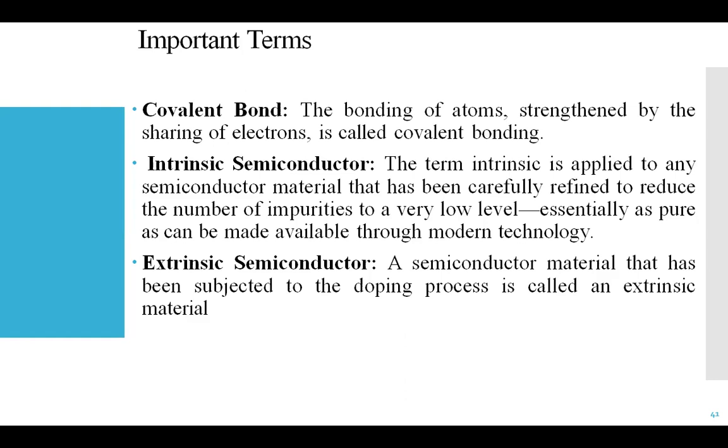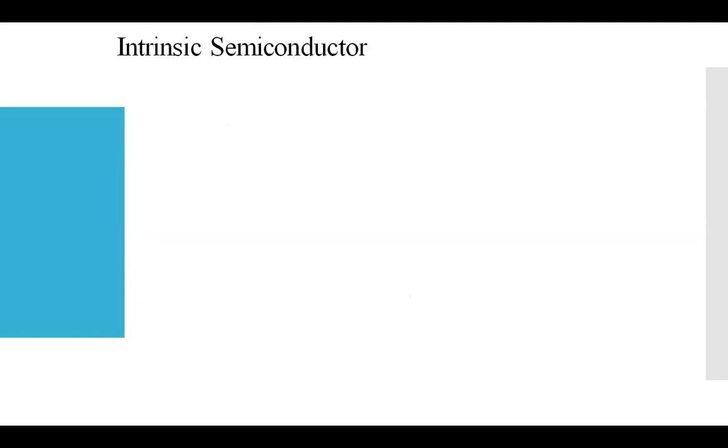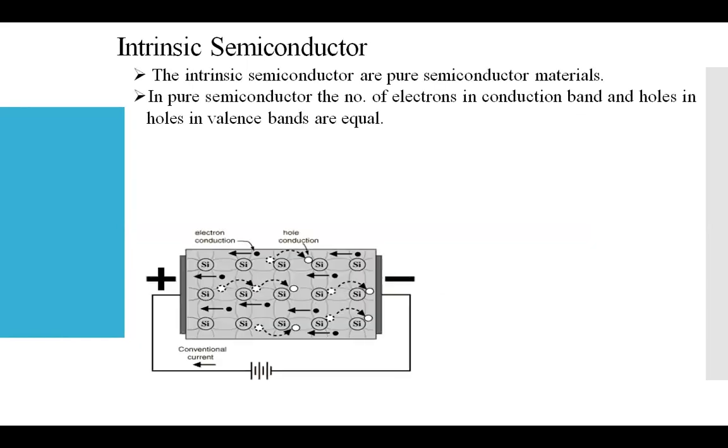So that process we call the doping process, and the final material you get is the extrinsic semiconductor material. So this is about the different terminology. Now we will discuss in detail what an extrinsic semiconductor material is and what the significant parameters of that are.